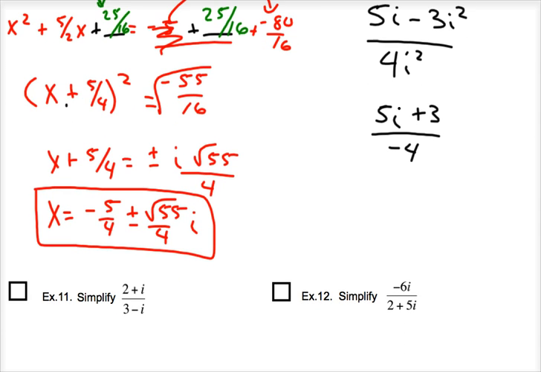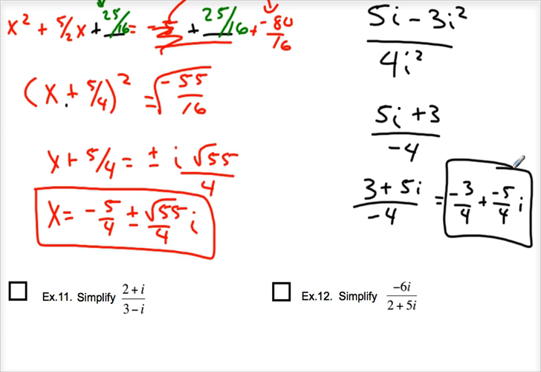Now this is a pretty good answer, but we're going to make it a great answer. We're going to put it in that a plus bi form. To do that, I'm going to rearrange the top so it's 3 plus 5i. Put the real number first. And then I'm just going to divide them each by negative 4. So it'll be negative 3/4 plus negative 5/4, and then put the i to the side. If you had minus 5/4 i, I'd be fine with that as well. But 3 over negative 4 is negative 3/4. 5i over negative 4 is negative 5/4 with an i to the side.